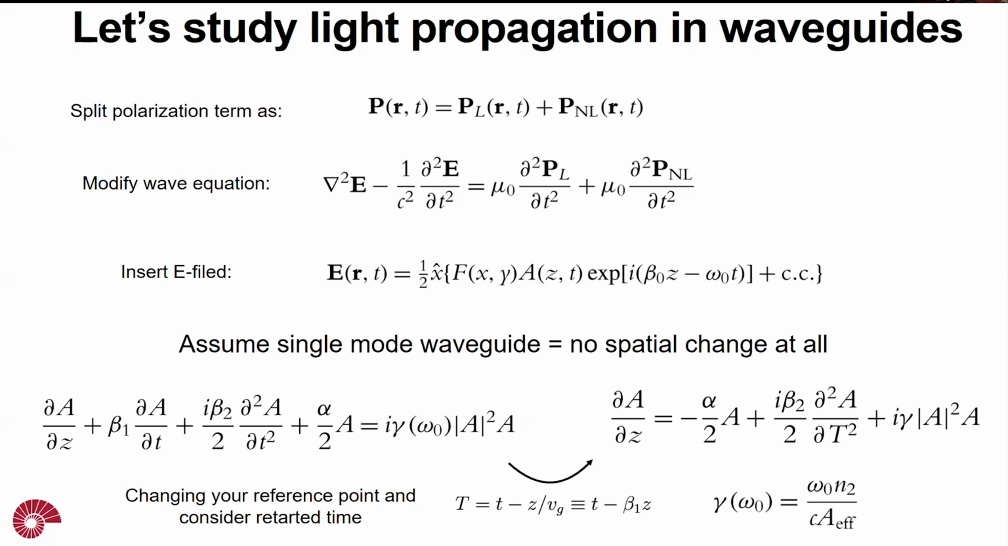As you can see, it's defined by the nonlinear index of the medium, and also the central angular frequency of light. And we have the speed of light. The effective area is the area in which light propagates, okay? In a way, this actually scales with the medium you are propagating in.